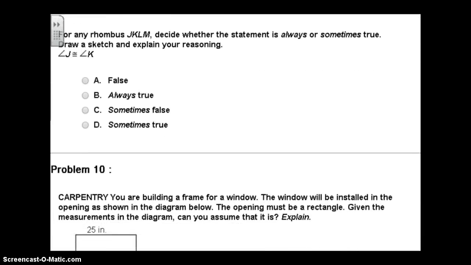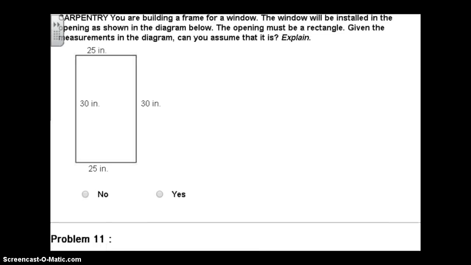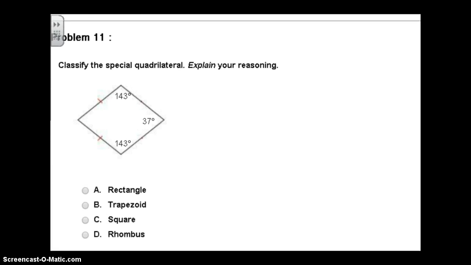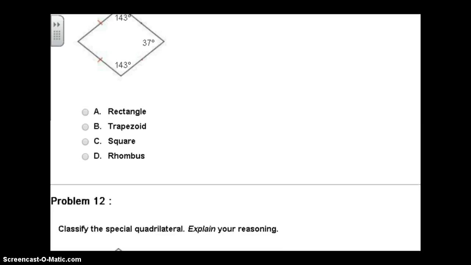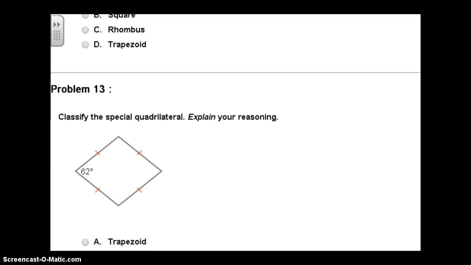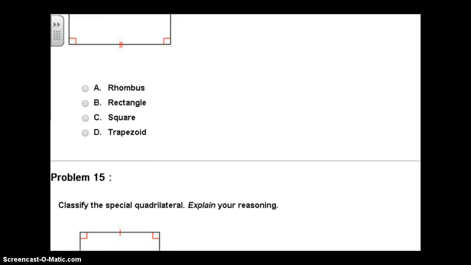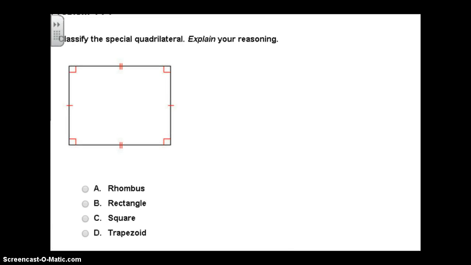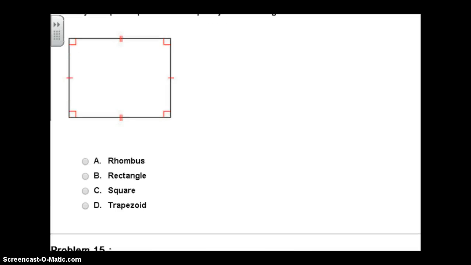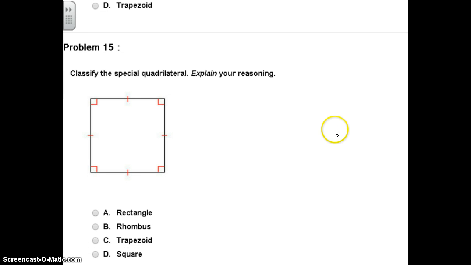Problem 8, again, is a rhombus. And we'll skip 9. How about problem 10? Problem 11. Problem 12. Problem 13. Sorry about that. Problem 14. And lastly, problem 15. So your options for that, let me try to review. All right, there's your options for problem 15.